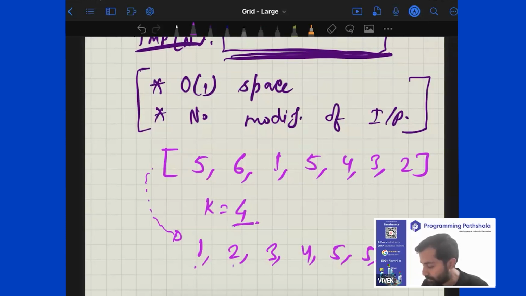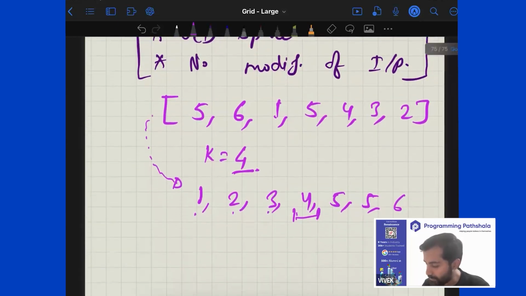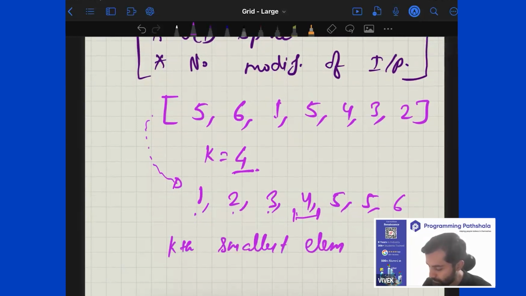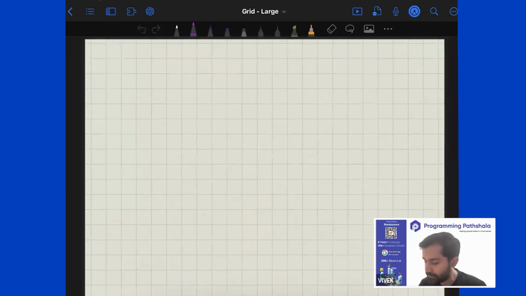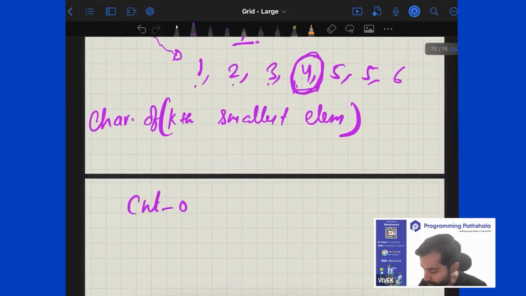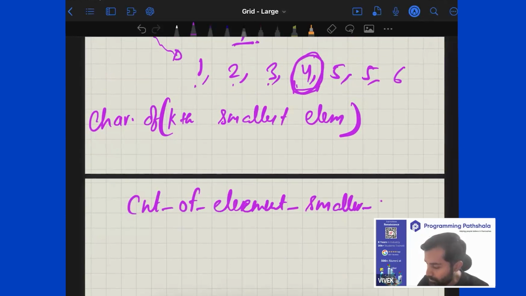4 means third position, right? 0, 1, 2, 3. So it is 4. Luckily, it is 4 only, right? Now, tell me what is the characteristic of kth smallest element? I'm asking what is the characteristic of kth smallest element? So whatever is your kth smallest element, let's say I come up with something which is the count of elements smaller or equal than a particular value, let's say 4.